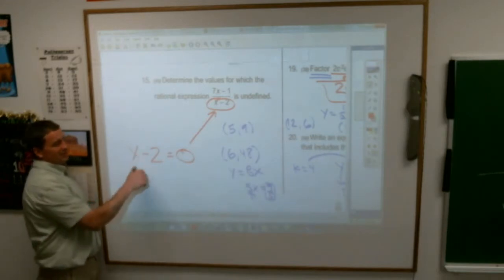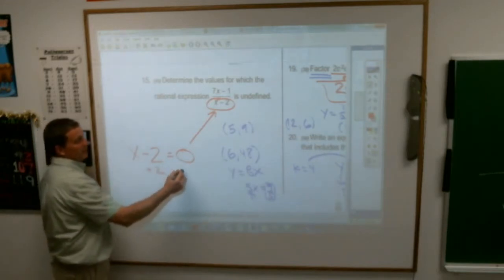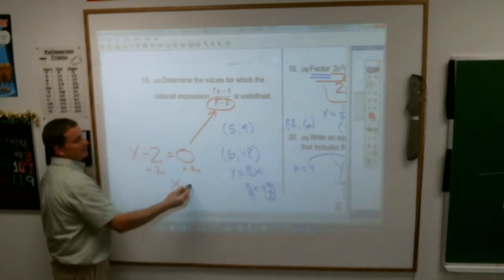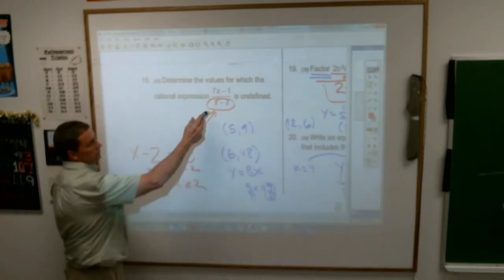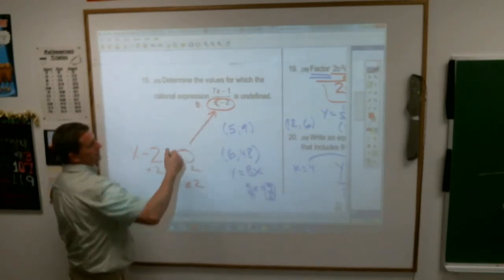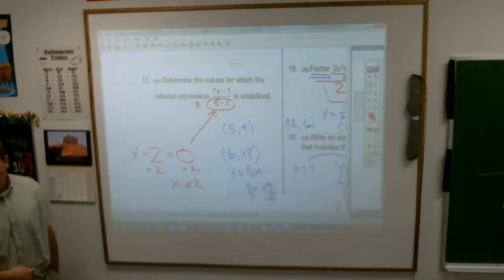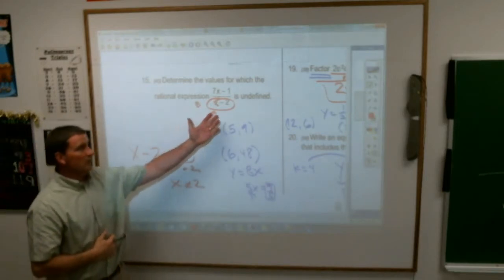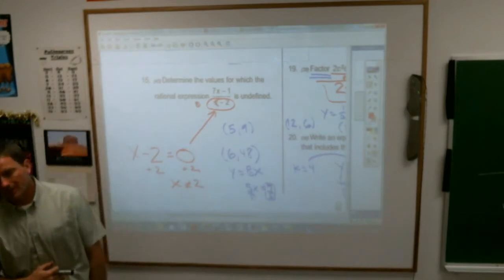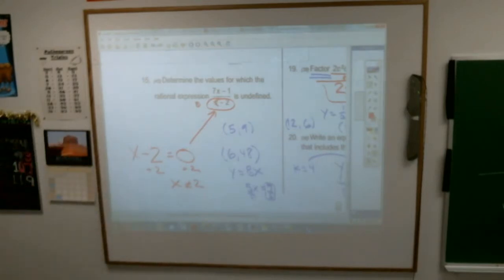Kyle, how do I get x by itself? I just add 2. X cannot be 2 because if it's 2, 2 minus 2 is 0, and 0 is undefined and you can't do it. So whatever the bottom is, you have to figure out when it will be 0, because zeros are bad on the bottom of fractions. Okay, so what's the answer? 2. Oh, that's all?